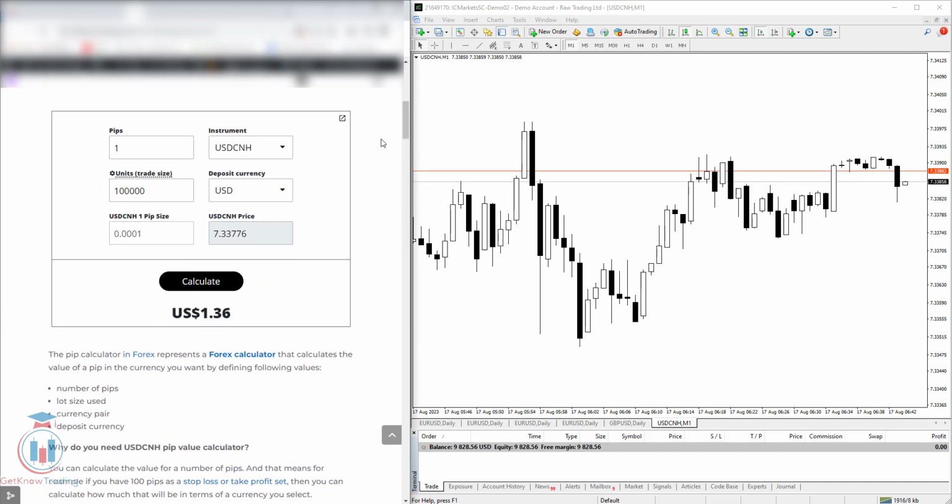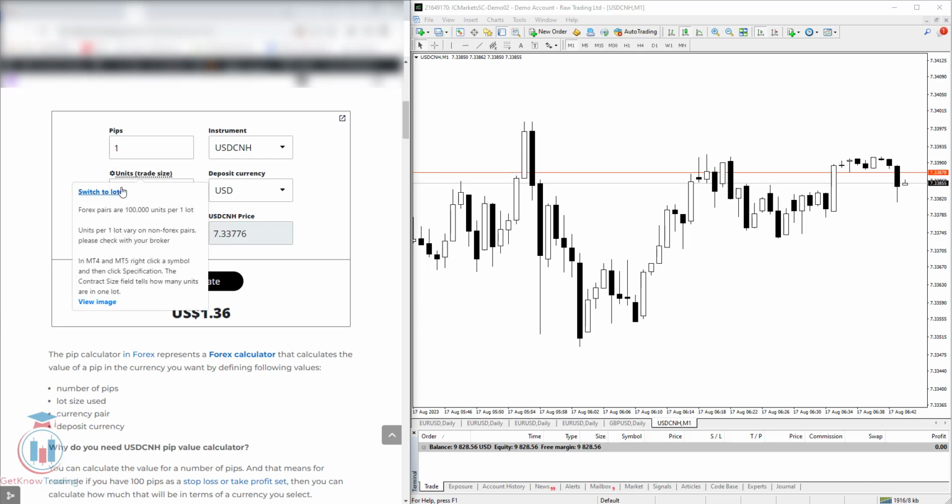Let me show you what is a Pip value calculator and which fields it has that you need to enter. Here the first field is the number of pips, and I have put here as an example 1, which means 1 pip. You can put any other number of pips here to make the calculation. Then you have instrument, which is US dollar against Chinese currency. Then you have a field for the units, and that represents also the number of lots. One lot is equal to 100,000 units, so I have put this one as 100,000 units. If you change here to lots, you can put the number of lots.